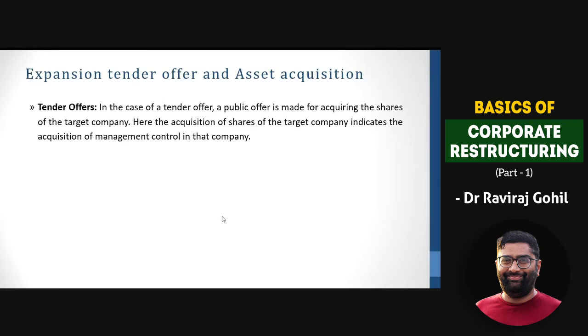They generally fire the existing management. In a hostile takeover, it's very common. The moment the acquirer acquires the company, the first thing they do is fire the existing management, which was in disagreement with the acquisition or merger transaction. So in case of a tender offer, a public offer is made for acquiring the shares of the target company. Here, the acquisition of the shares of the target company indicates the acquisition of management control of that company. So this is an indirect way of controlling a company without involving the management of the target company.